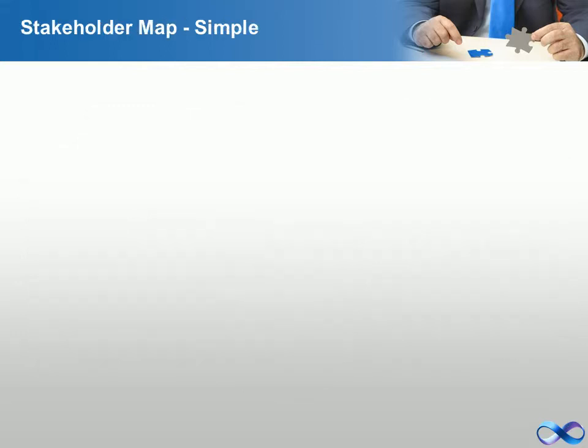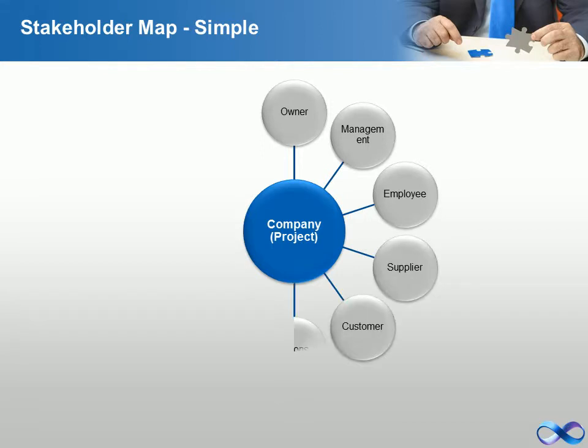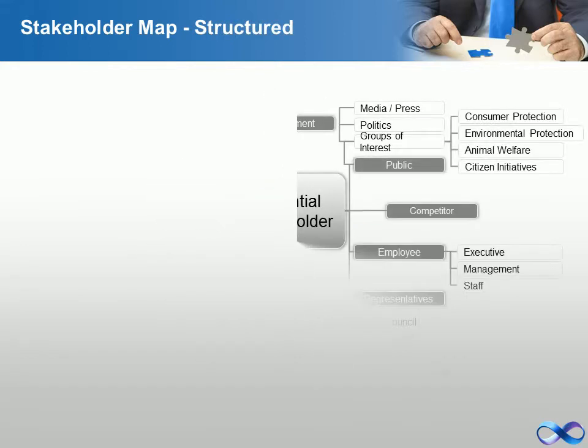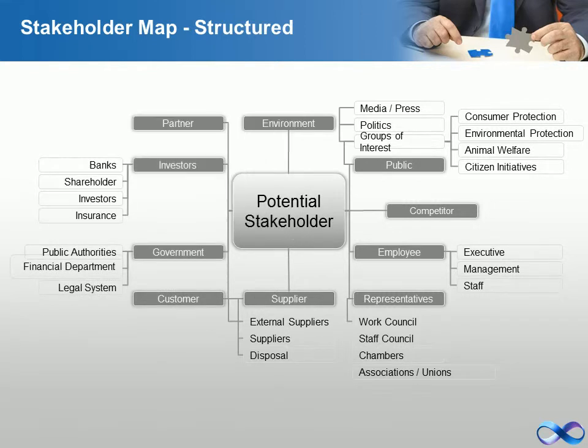The output of this step is a stakeholder map, which can be viewed in different possible formats. This is an example of the simple stakeholder map. This is another example of the stakeholder map, which is a structured stakeholder map with structured stakeholder groups.